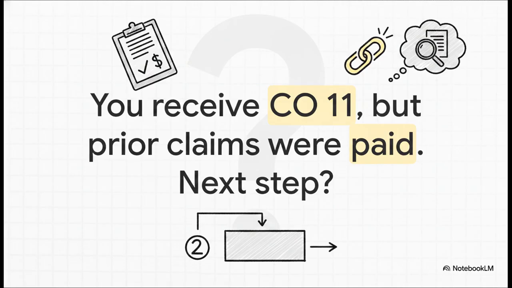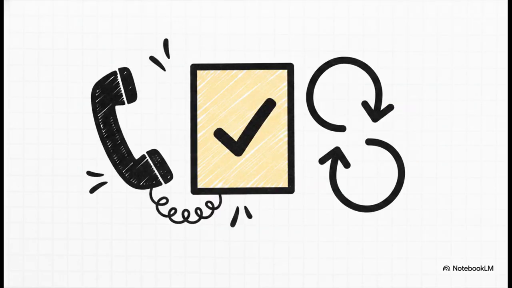Let's move to question 2. You receive a CO11, a diagnosis inconsistent with procedure denial. But you check the billing system and you see previous claims for this patient with this exact CPT and DX combination were already paid by the payer. What's your next step? Think about scenario 2 from our workflow investigation. Exactly right. You don't just blindly alter the codes. You use that historical payment as leverage. You call the payer representative, point out the previously paid claim, and have them reprocess the current claim directly without needing a time-consuming coding review.